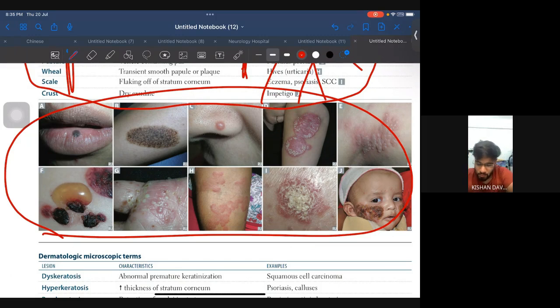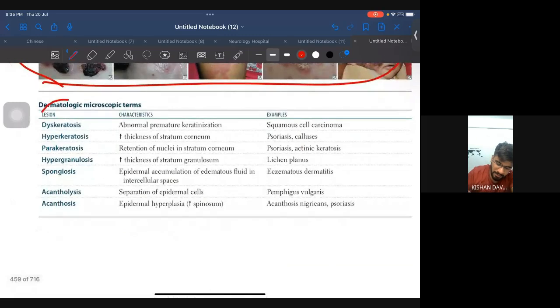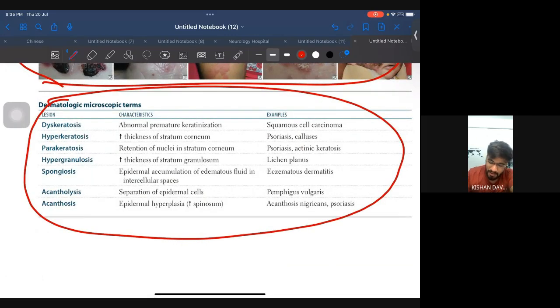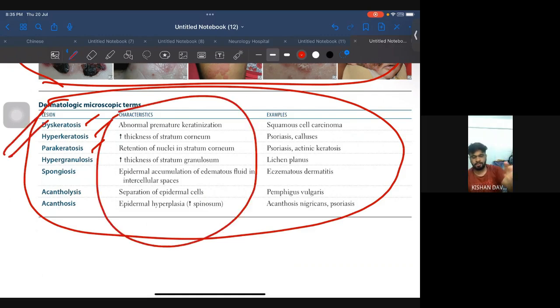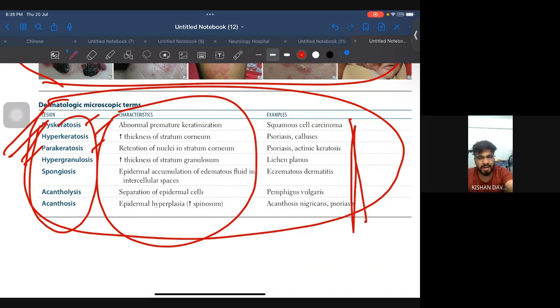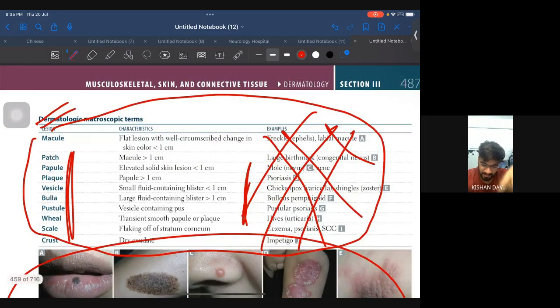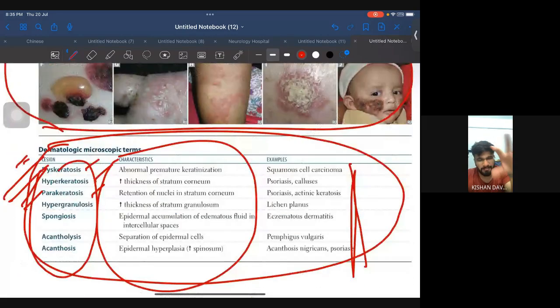Okay, coming to the microscopic terms, even this is very important. What is the meaning of dyskeratosis, hyperkeratosis, parakeratosis? Very important. You should know all these too, because in the question they will directly give you this term. After the term, you should also know what they are saying. So you should be thorough with the terms and give a read at this example. Ahead we are going to see more, but here this is the basics of dermat. Just see these lesions and some microscopic terms that you should be aware of.